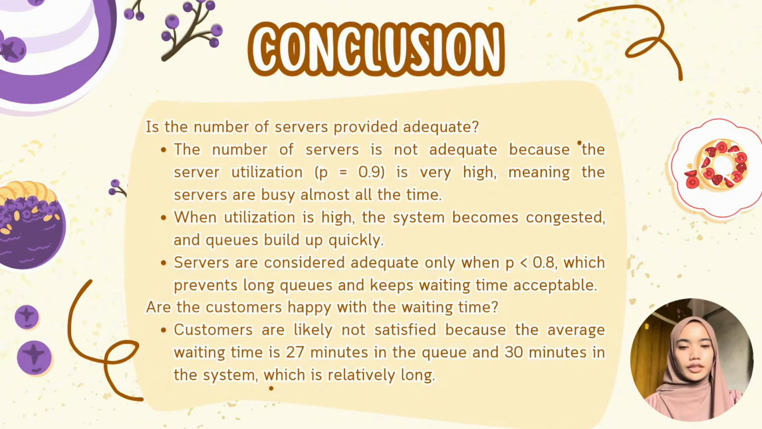For the conclusion, first, is the number of servers provided adequate? The number of servers is not adequate because the server utilization rho equals 0.9 is very high, meaning the servers are busy almost all the time. When utilization is high, the system becomes congested and queues fill up quickly. Servers are considered adequate only when rho is less than 0.8, which prevents long queues and keeps waiting time acceptable.